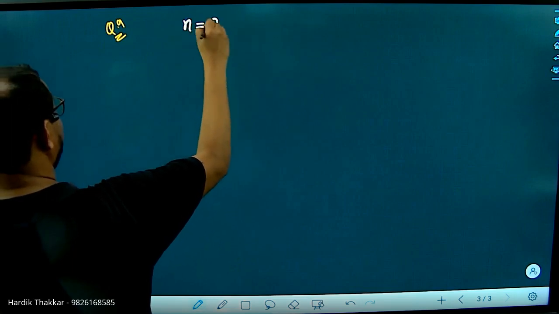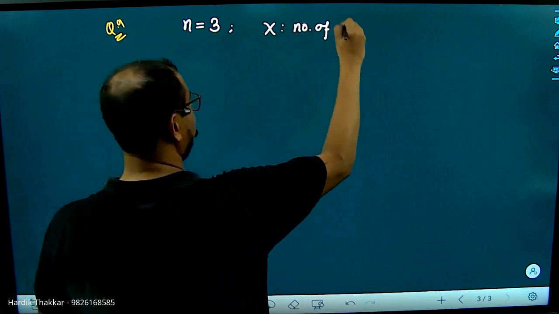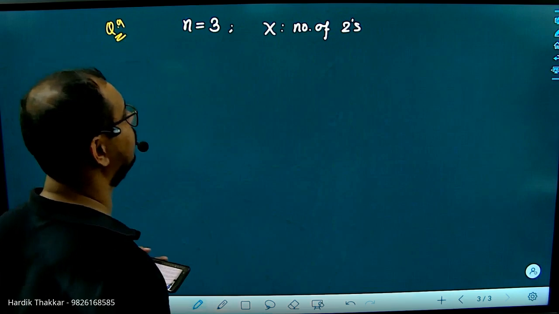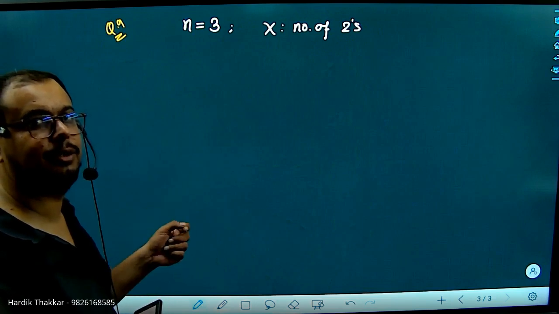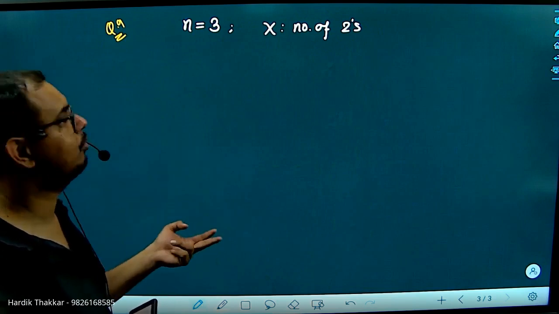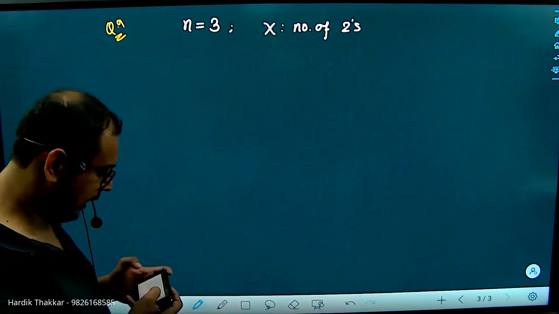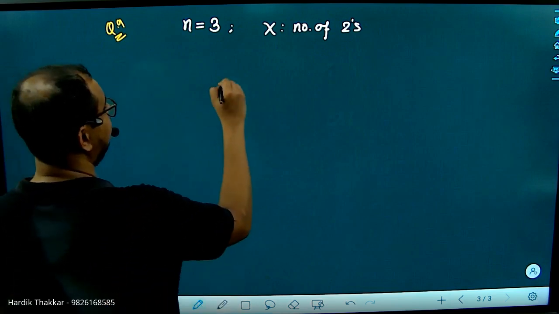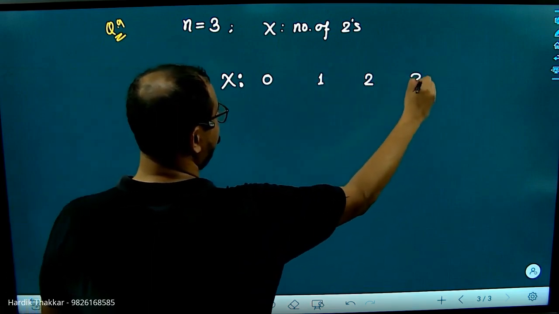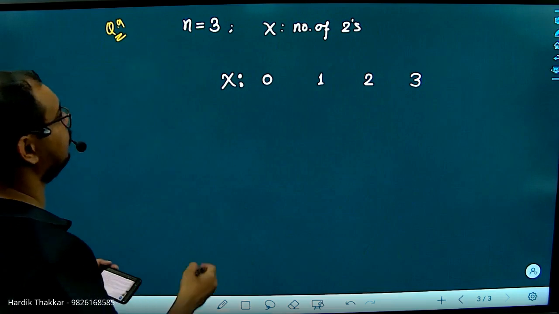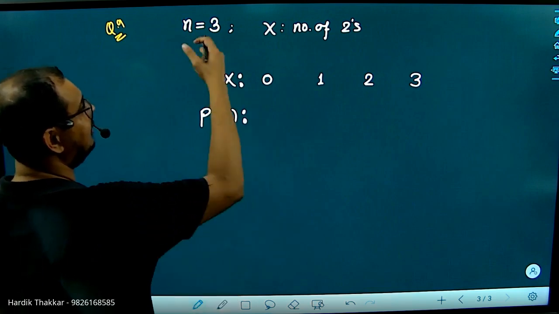So the number of trials is 3, and X denotes the number of twos. If we are throwing a dice 3 times, then we can get either 0 twos, 1 two, 2 twos, or 3 twos. Now the question says find the probability distribution of X. So here the value of X will be 0, 1, 2, and 3.